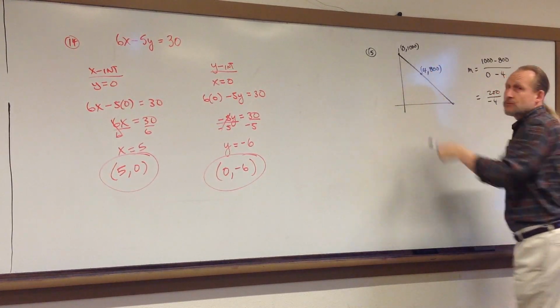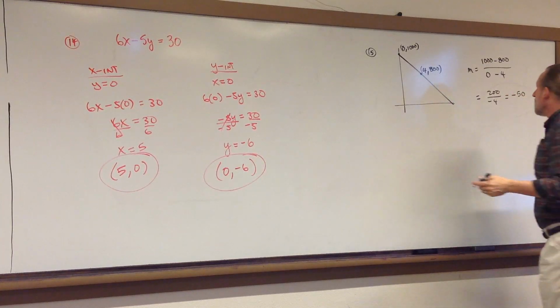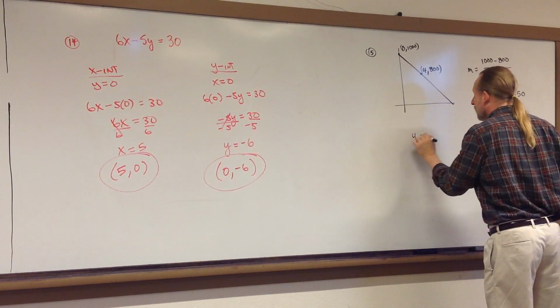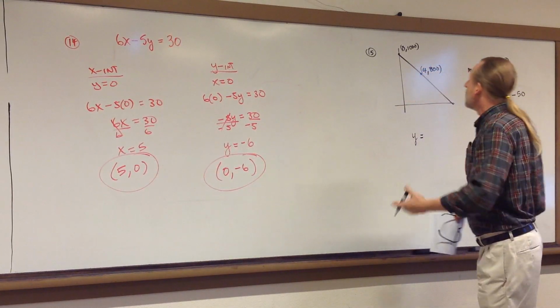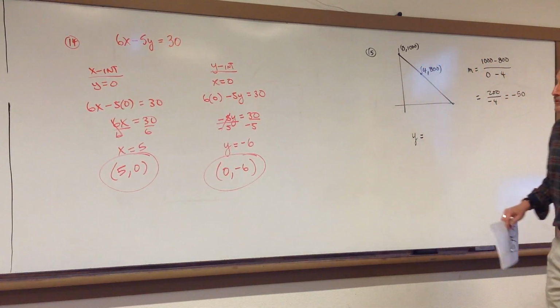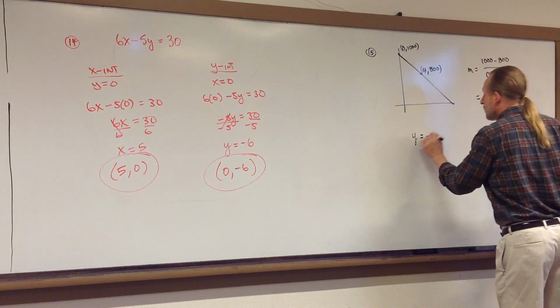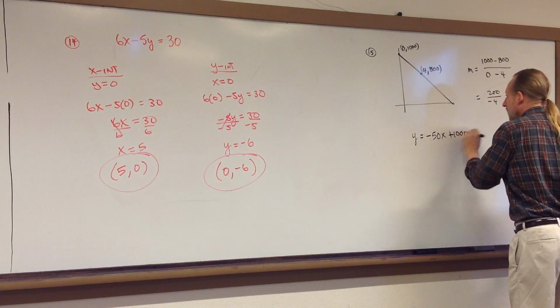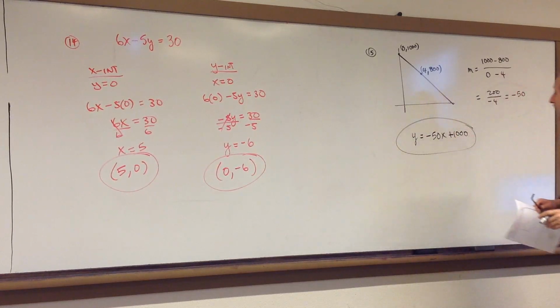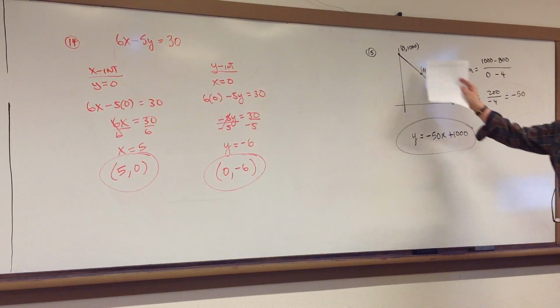Now the y-intercept is right here. It's given to you in the problem, and so there's not really a whole lot more work to do. You can do what we did on those other problems and plug in one of these points to find out the y-intercept. You should get the same answer. Should be 1,000. So there's our equation: y equals -50 times x plus 1,000.